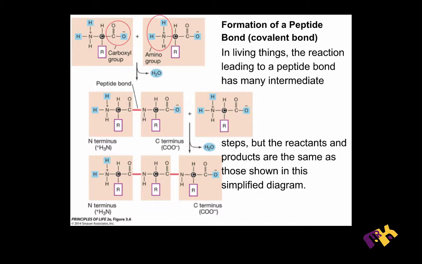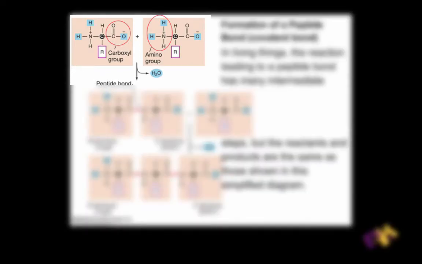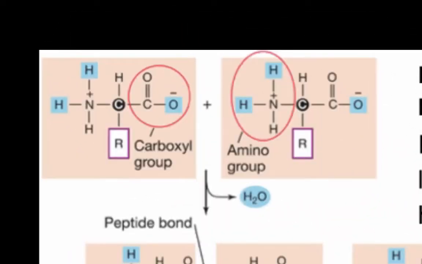We have two amino acids. So this is our amino group here on the left, our central carbon with an R group, and then a single hydrogen, and then we have our carboxyl group. And then on the other one, we also have an amino group, central carbon, R group, and then our carboxyl. So they're just lined up. In order to put them together, it's going to be dehydration synthesis again. So we're going to remove a water.